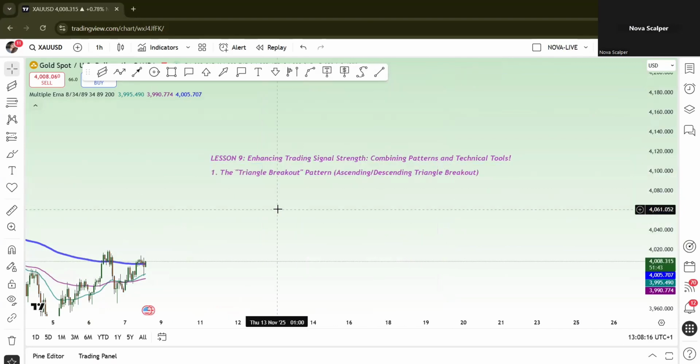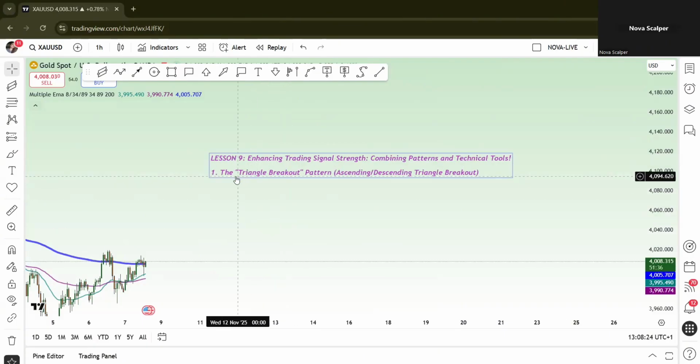The triangle breakout pattern. Firstly, we need to identify the uptrend and downtrend to draw the triangle pattern first, and then we will wait for the breakout candle that is going to exist. Okay.